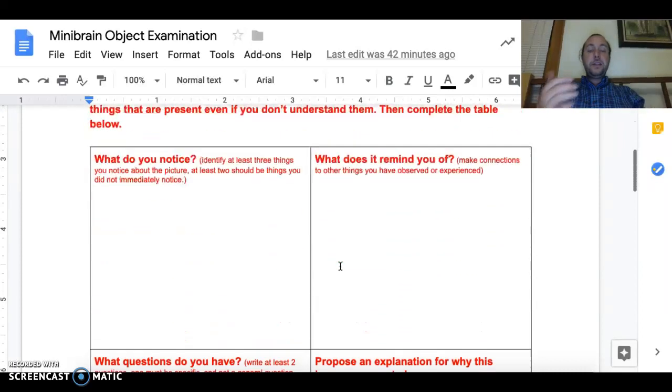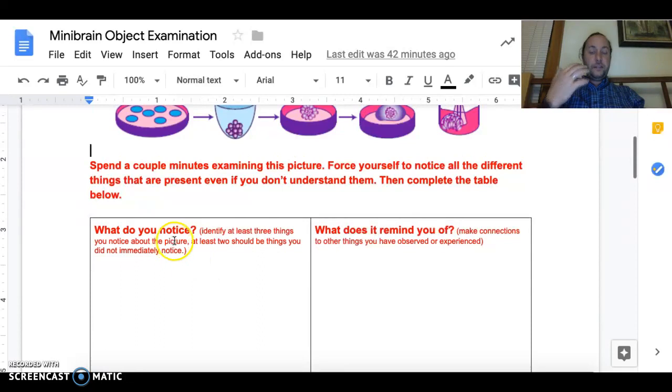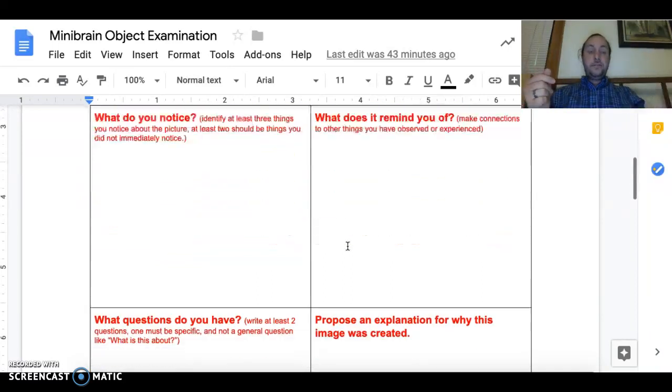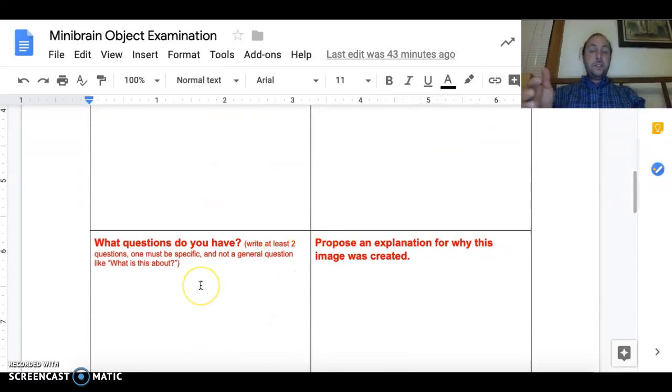And then you're going to complete this table. So you're going to identify what you noticed, at least 3 things. 2 of them should be things you didn't immediately notice, so those deeper things that you noticed as you paid more and more attention to it. So really take a couple minutes, take some time to really look at it. It'll open up your mind to be thinking about what we'll do next. And then consider what it reminds you of. So try to make some connections to other things you've observed or other things you've thought about, whether it's in this class or anywhere in your life. Okay? And then finally, what questions do you have?